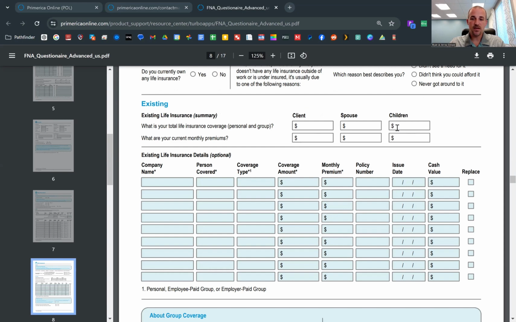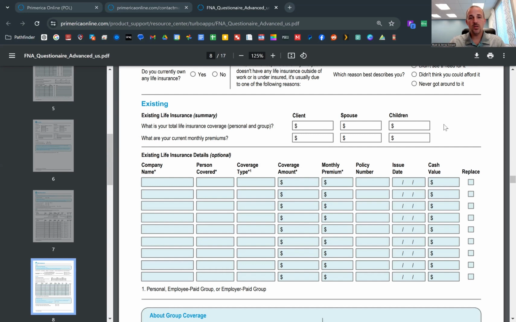Also, you can check to see if they have any policies on their children. It's not uncommon to go in and see some of these families with a lot of different whole life policies, multiple terms mixed in. I had a family of four that had six different policies written on them. They had one for each kid and two for each parent. So you just have to kind of dig through that.